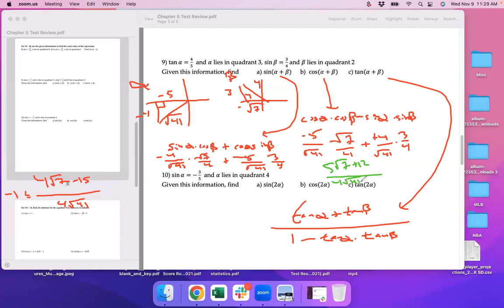And just make sure I've done this right. 5 root 7 plus 12 and 4 root 41. Yep. Actually comes really close to 1, but it's not bigger than 1, which is good. In fact, I get 0.985. So we're good.